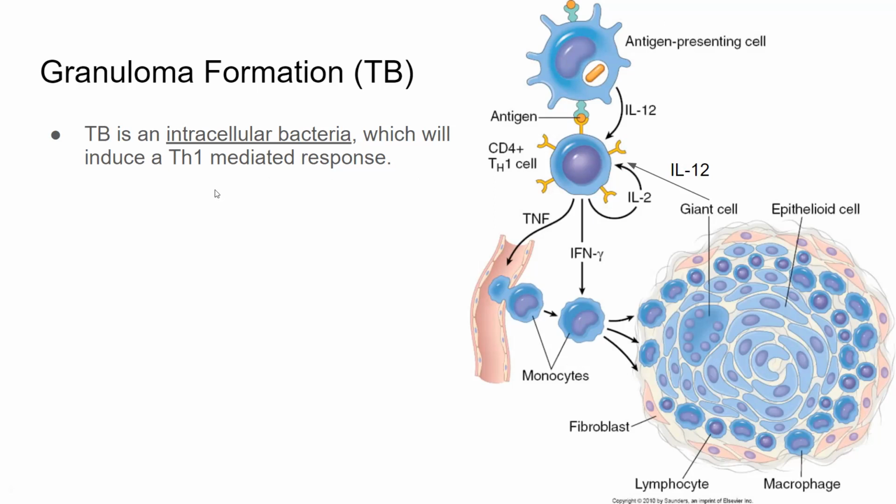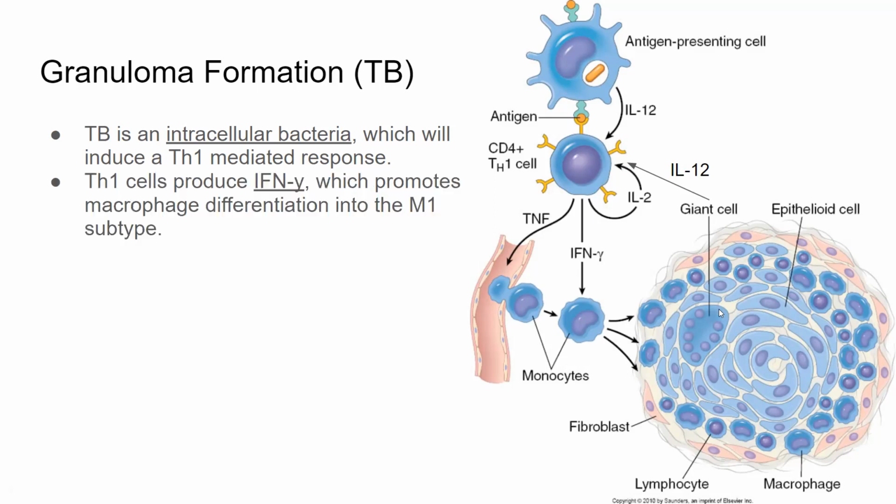Okay, so remember, intracellular bacteria predominantly promote a Th1 response, right? We talked about that. Okay, so what happens next? So we have TB, we have a Th1 response, okay? Th1 cells will produce interferon gamma, right? Interferon gamma will act on monocytes, cause them to differentiate into M1 macrophages, okay? With me so far? So we have Th1 response, M1 macrophages with the TB inside them.